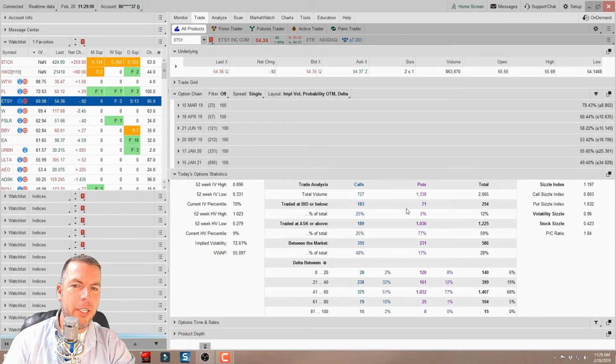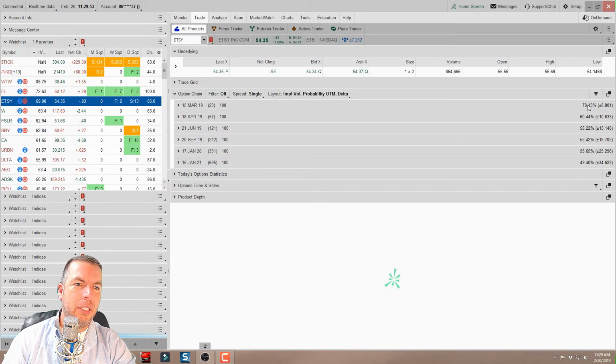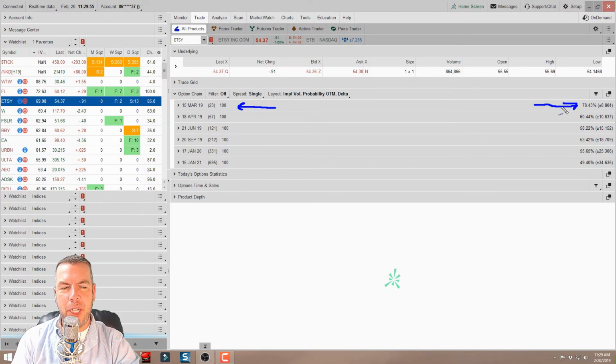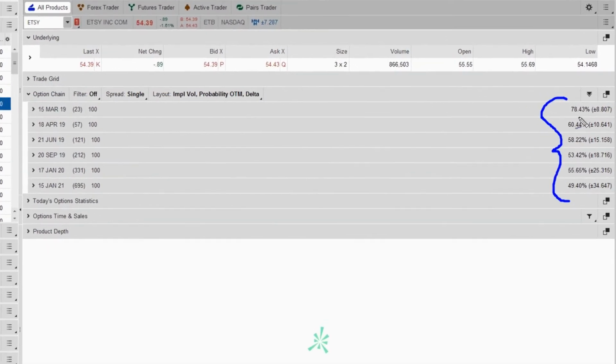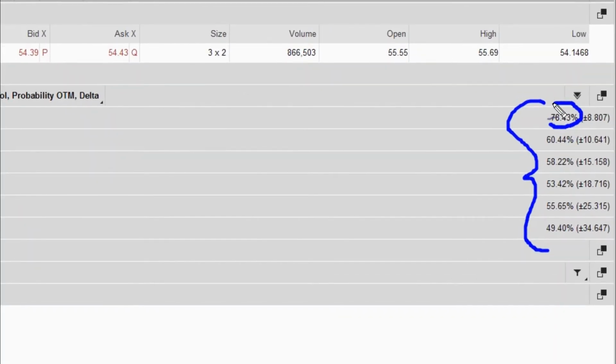If we come back over here in the trade tab, you can see this options series has 23 days left till expiration. So earnings would fall inside of this options chain. You can see that implied volatility on that specific chain is actually 78.43%. If you compare it with the rest of these, it definitely sticks out a little bit higher than the rest of them.